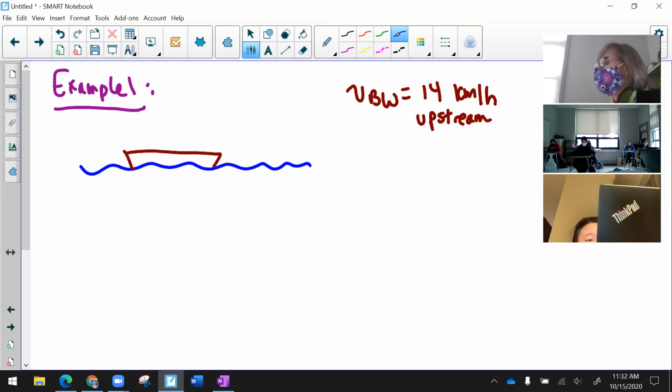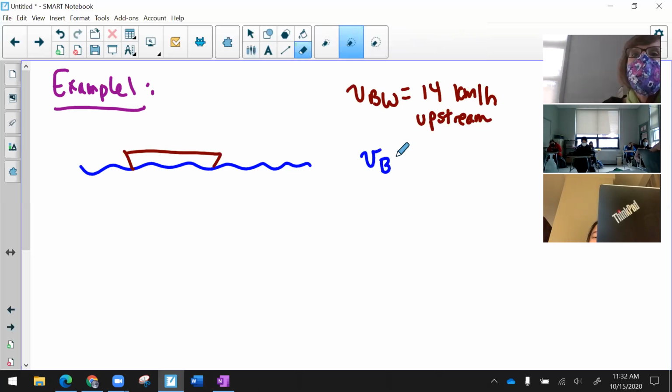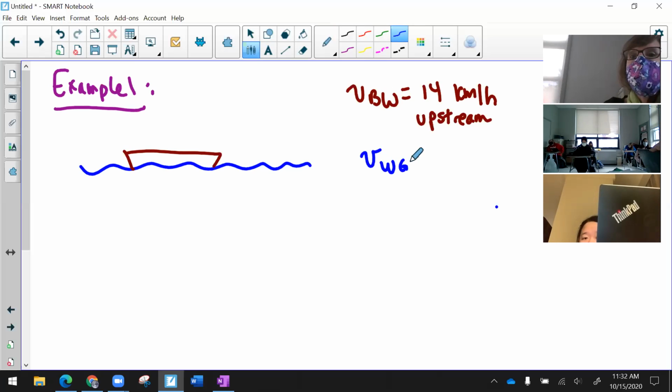Okay. What other piece of information do you have? Lauren. So that's going to be the velocity of the water with respect to the ground, which is what? 9 kilometers per hour. Okay.